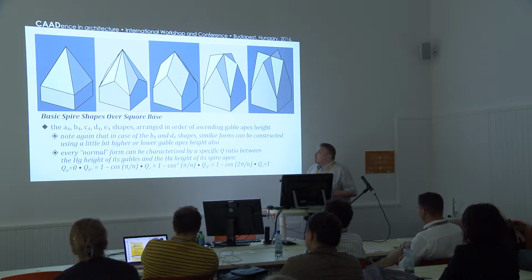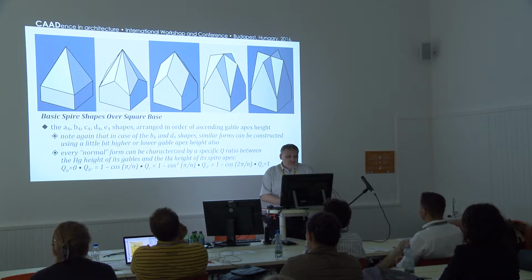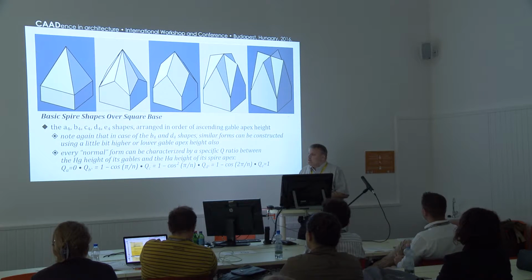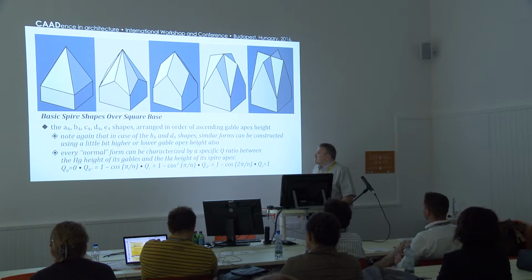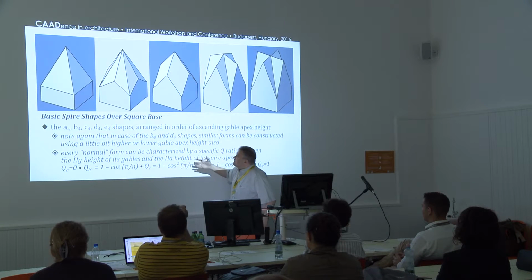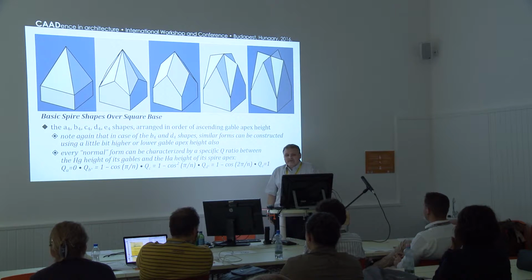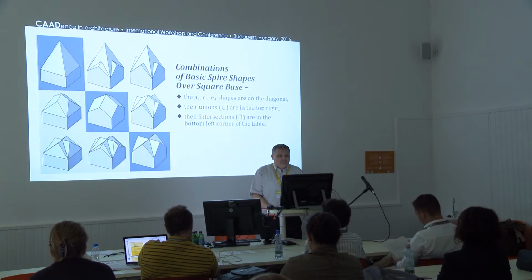So we have a basic spire shape set. Of course, it's not all these elements. You can have as many sides as you wish. And what is important is that in all cases, in the regular cases at least, you have a specific ratio between the height of the gable and the spire apex. It is written here, but it's not important for us right now. What is important is that it is a specific ratio, so whenever you set the type of the spire you are using, you set the ratio between the height of the gable and the spire apex.